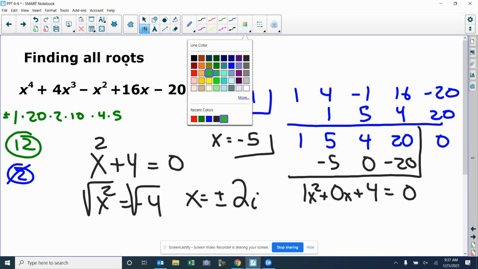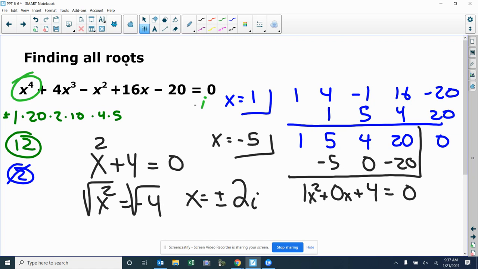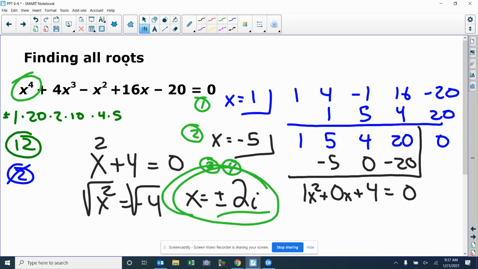Fantastic. We had a degree of 4. Root 1, root 2, root 3, and root 4. Only thing different from yesterday and today is what? We're going to get 2i instead of an irrational number. Now, this particular graph is only going to cross twice because these other two are what? These are imaginaries and they don't cross the x-axis. So that's why it might be a little more difficult. It's only going to cross twice.